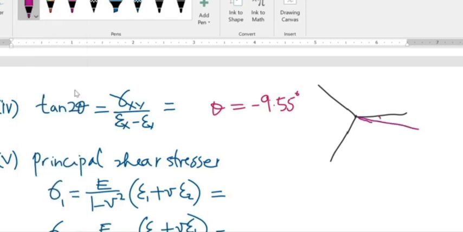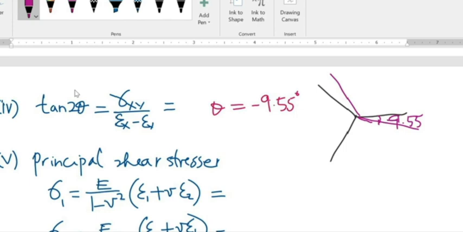Let's say this is our minus 9. Minus is going opposite, right? Clockwise is going clockwise from 360. So in this case, this is our minus 9.55. And so also the second strain gauge will also tilt.